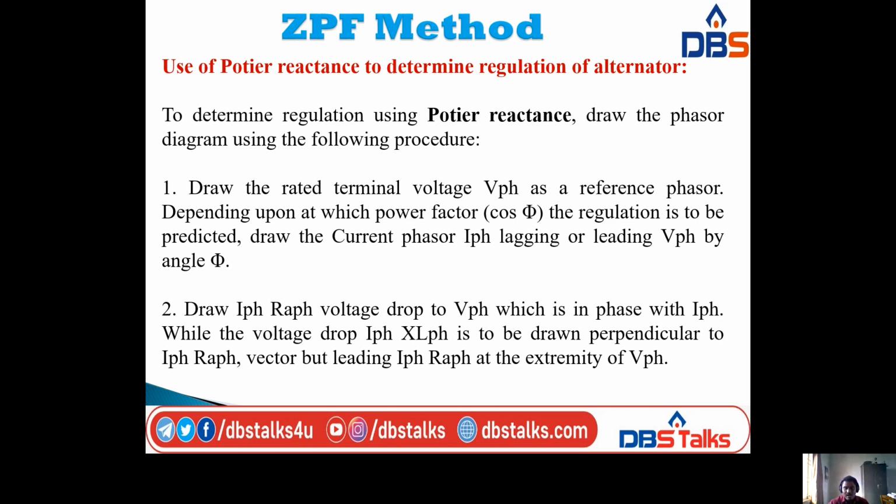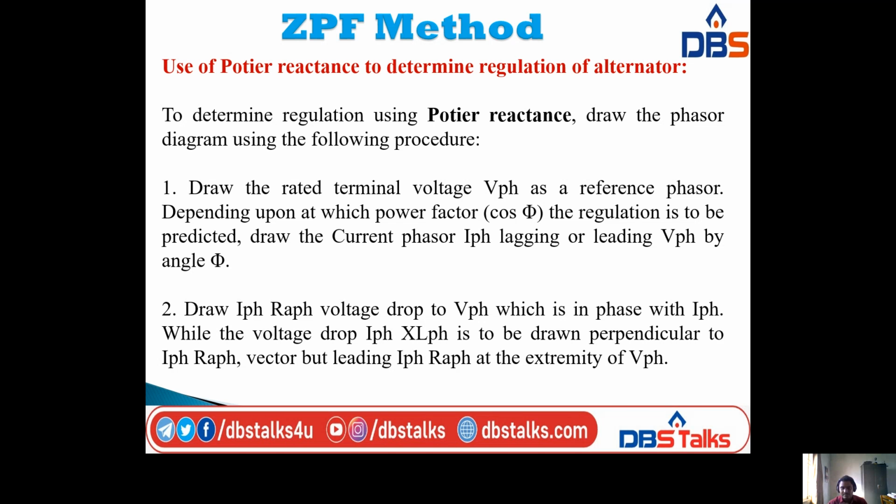Next, draw the I phase RA phase voltage drop, which is in phase with I phase, while the voltage drop I phase XL phase is drawn perpendicular to the I phase RA phase vector, but leading it, at the extremity of V phase. If you see the diagram, you will understand. Firstly we draw V phase as the reference phasor, and next depending upon the power factor, that means the load, the regulation is predicted. If it is a leading power factor, we take I phase leading V phase, and if it is an inductive load, we take I phase lagging V phase.